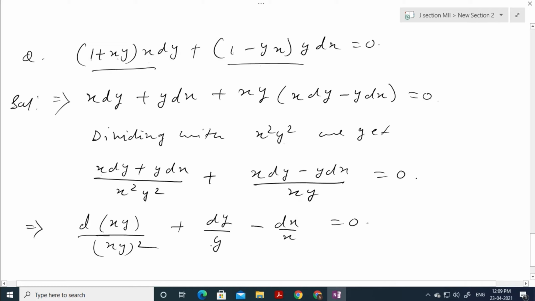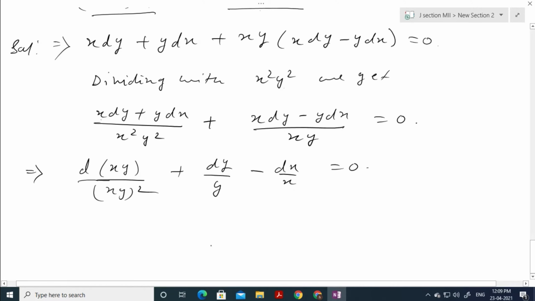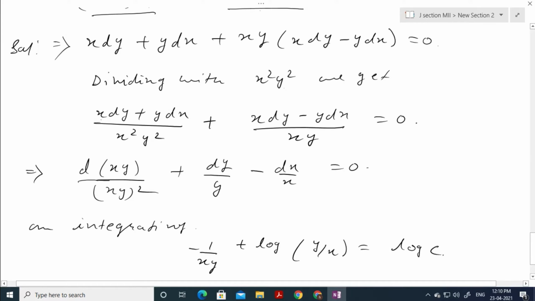Now integrate this one. What do you tell me? On integrating, we get minus 1 by xy plus log of y by x is equal to log c, you can write. So that is the required general solution.